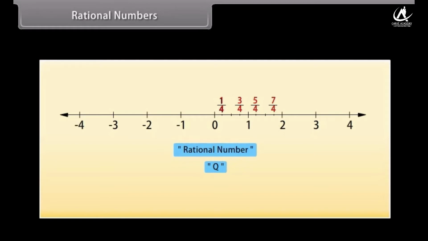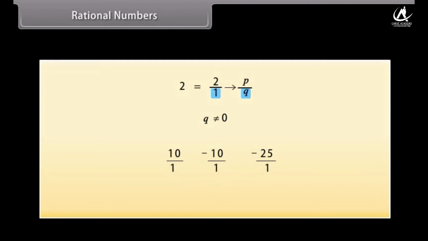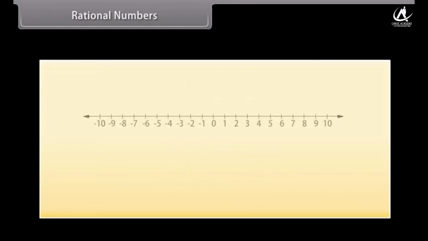Rational numbers are written in the form p/q, where p and q are integers and q is not equal to 0. Is 2 a rational number? Yes, 2 is a rational number because it can be written in the form p/q, and here q is 1, which is not equal to 0. In the same way, 10, minus 25, etc. are also rational numbers. Therefore, we can say that the rational numbers include natural numbers, whole numbers, and integers.